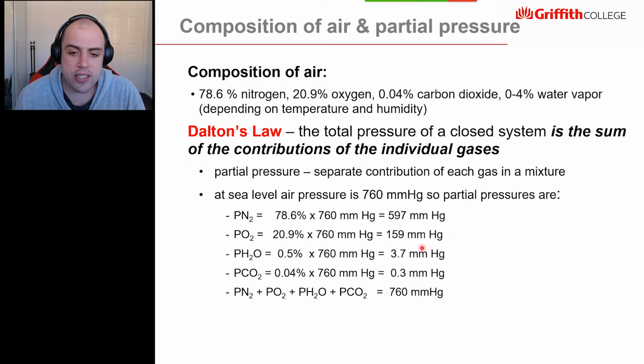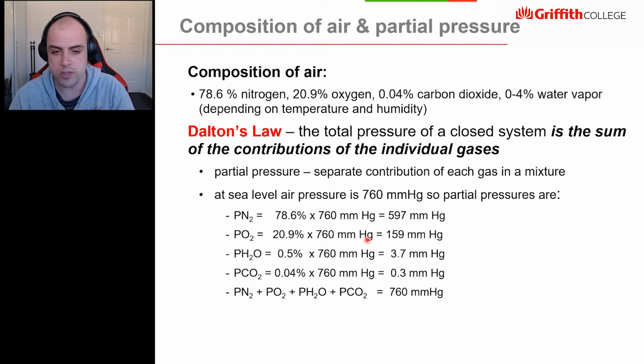Now, this partial pressure and Dalton's law of partial pressure is important because we don't have 760 millimeters of mercury of oxygen. We only have, say, 159. That's going to be applicable when we start to separate our terminology, and instead of talking about air, we are talking about oxygen more specifically.